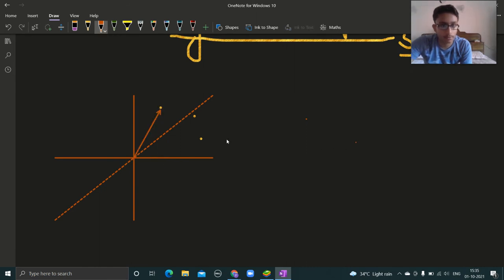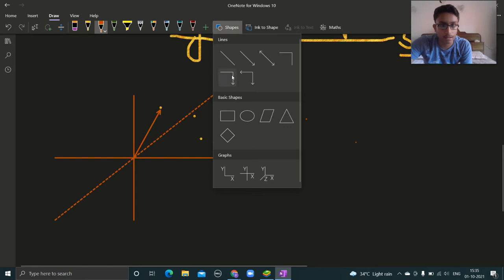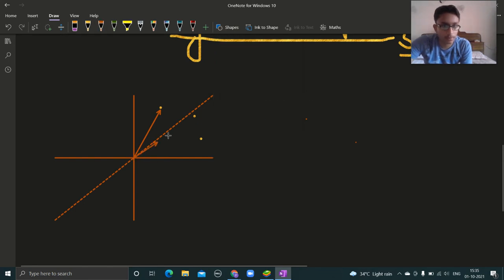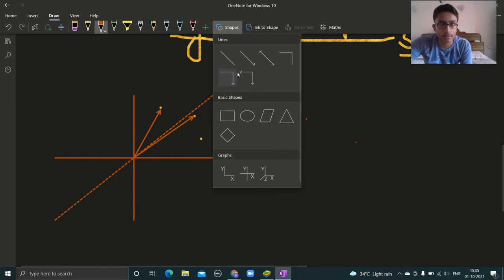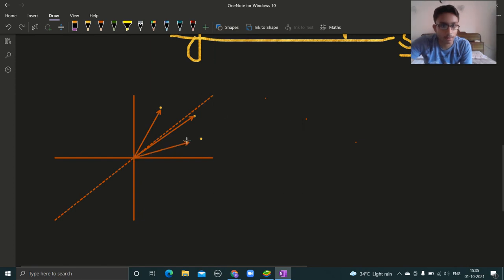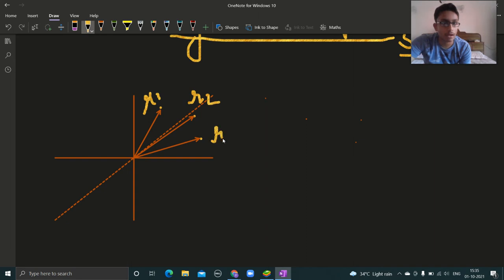Okay, this one's done. Let's take another. This is taking a lot of time. This is another, and let's take another. So we have taken three positions. You may call them R1, R2, R3, and this is point A, this is point B, and this is point C.